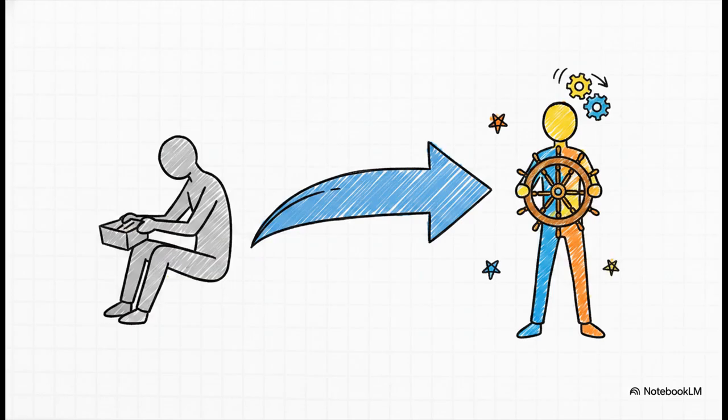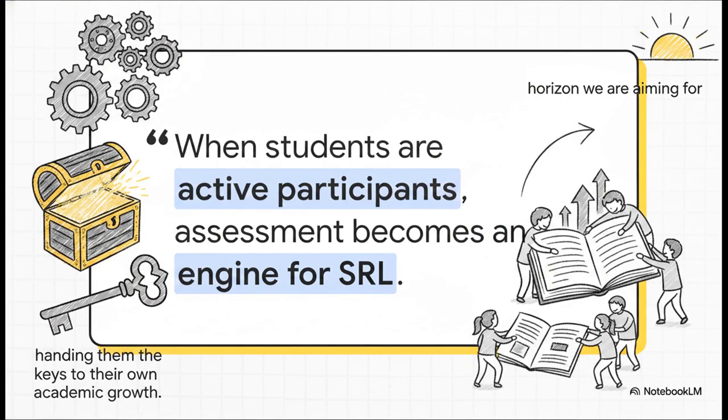You're building their capacity to monitor their own strategy, evaluate their own actions, and course-correct independently while the learning is actually still happening. This quote perfectly captures the horizon we are aiming for here. When students are active participants in assessment, assessment becomes more than a classroom requirement, it becomes an engine for SRL, self-regulated learning. By opening up that black box of what makes good work good and inviting your students in to define it alongside you, you are literally handing them the keys to their own academic growth.